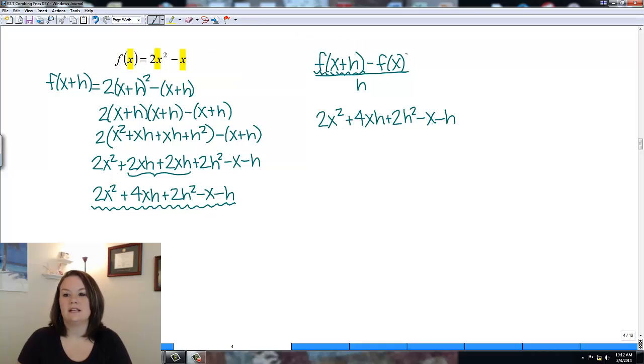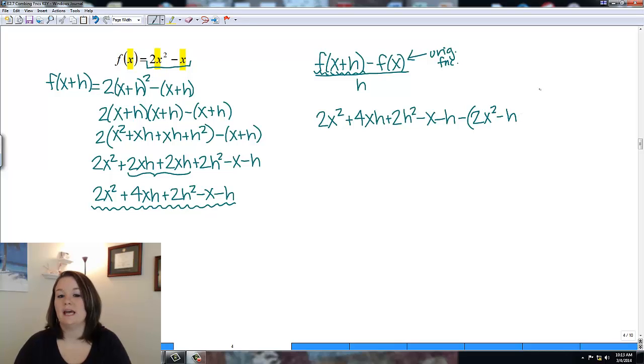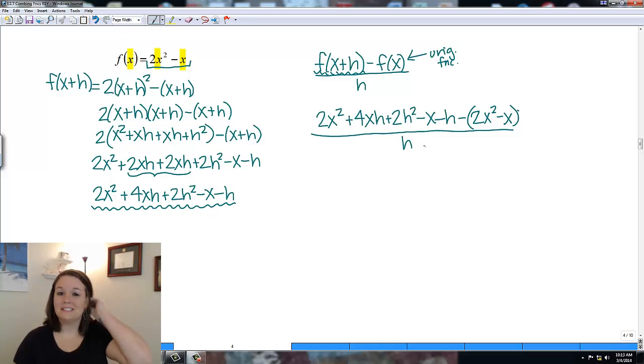And then the next thing I do is I subtract my original. Okay, so I'm going to subtract my original function, which here is 2x squared minus x, all over h. Okay. Now it's just simplifying.